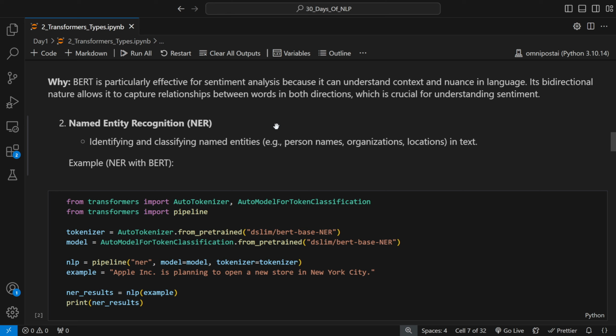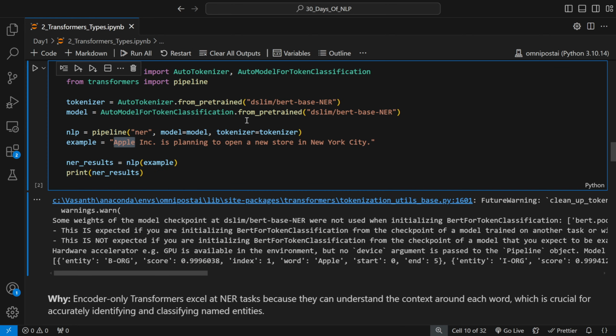Why? Because it understands the context around each word, which is crucial for identifying entities. If I say I love eating apples, the apple means a fruit, but if I say I love eating apple from Apple, that second Apple means an organization, right? So for that, it needs to understand the whole context. That is what is implied in this example.